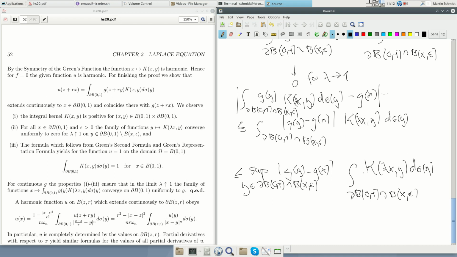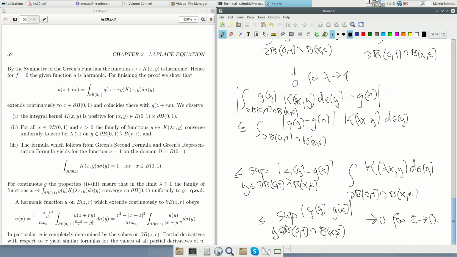Now this is not positive, so we have this estimate, and this is smaller or equal to 1 by the first property. So it's smaller or equal to the supremum of g of y minus g of x, where epsilon belongs to the ball 0, 1 boundary intersecting with the epsilon ball. In the limit, this goes to 0 for epsilon going to 0.